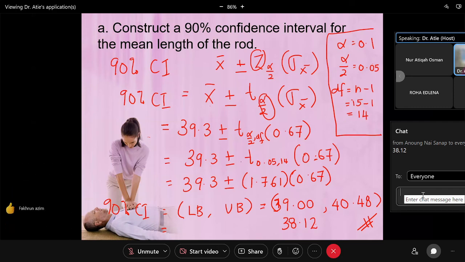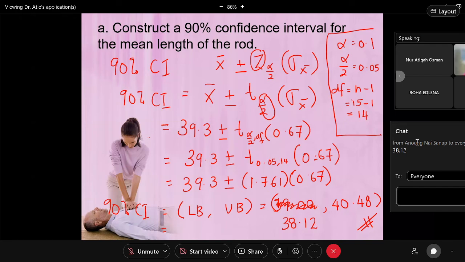Iswan, maybe you need to look back. Maybe you made a small mistake when entering the figures in your calculator. All right, so this is the answer. Okay, is everybody okay? All right.